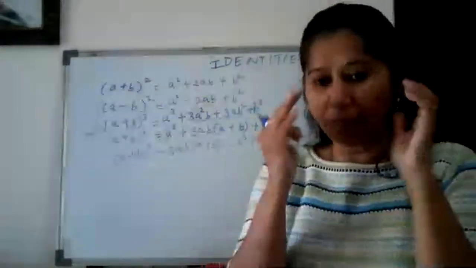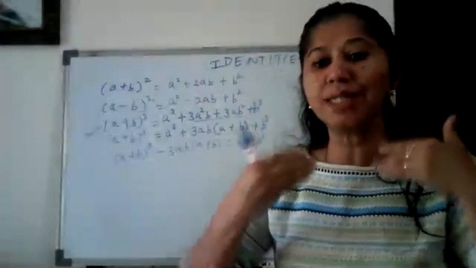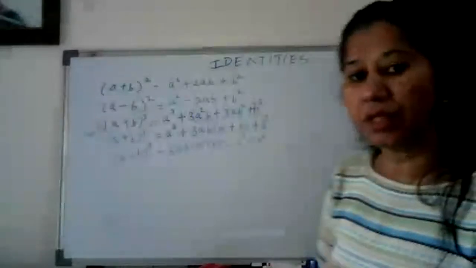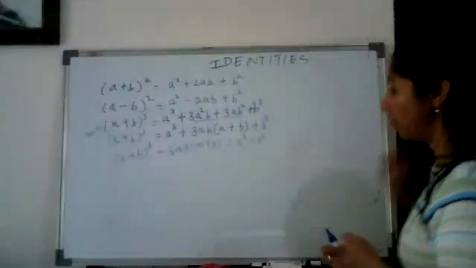Just close your eyes. I mean, you watch carefully and then just close your eyes and revise the formula, because once you remember this, it would be easier for you to go for the other one. Okay, fine, I'll try.